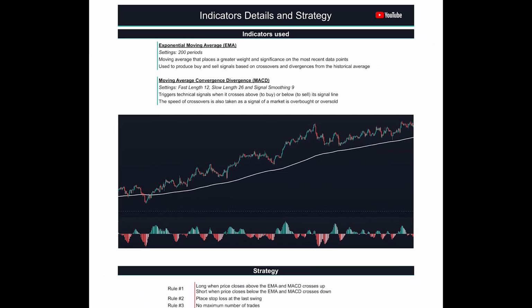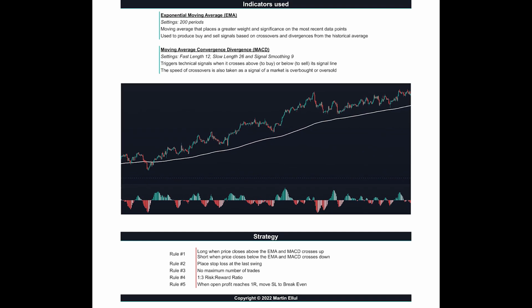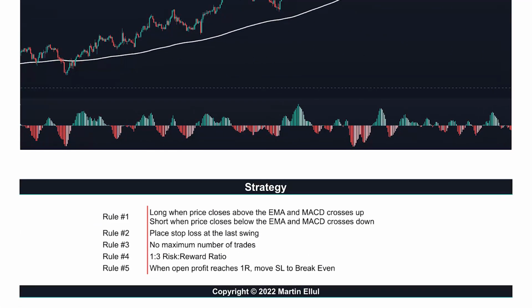So this backtest is based on the 1 hour time frame on AUD USD. So here's the strategy. We go long when the price is above the EMA and the MACD crosses upwards or becomes positive, and we go short when the price closes below the EMA and the MACD crosses down, meaning it goes negative. We place the stop loss at the last swing.